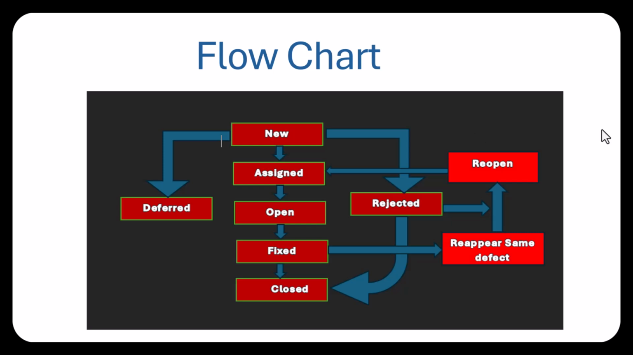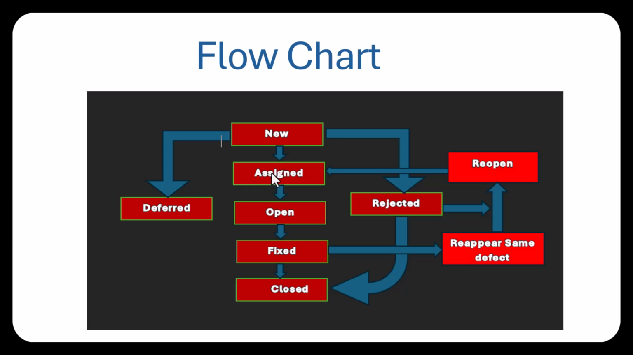In this particular new state, the tester reports this particular bug by giving the defect document and the steps of how they got this bug, all these details, to the development team. Then the development team can refer to the particular document and try to fix that particular defect. That is the first stage, the new state. From the new state it will go to the assigned state.